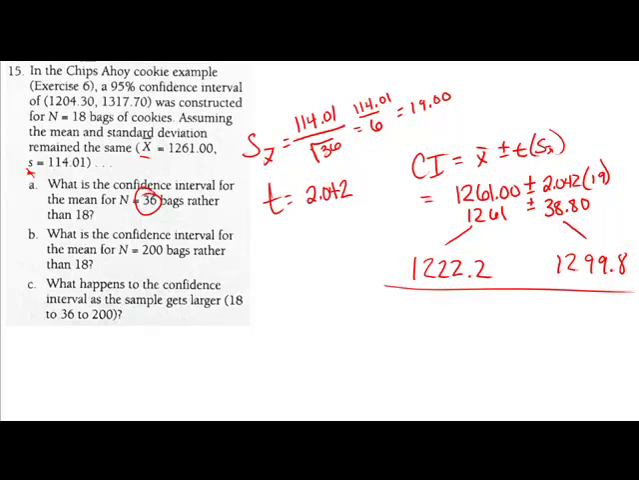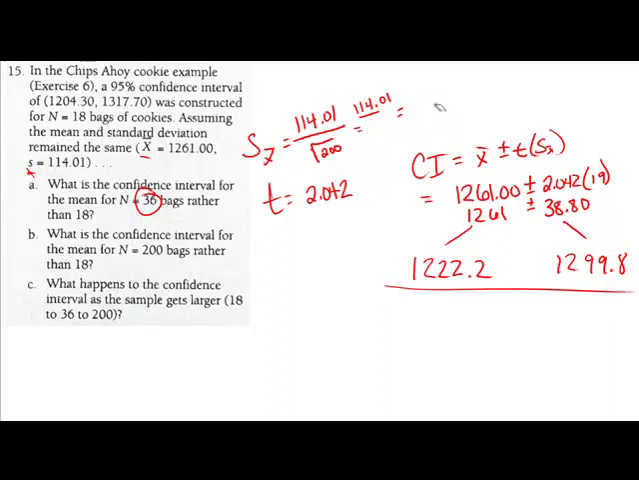Part B, what is the confidence interval for the mean of n equals 200 bags rather than 18? So let's think about where this actually matters. If n is 200, let's go back up here. Let's just take this and put in a 200, because that's where we used n first.